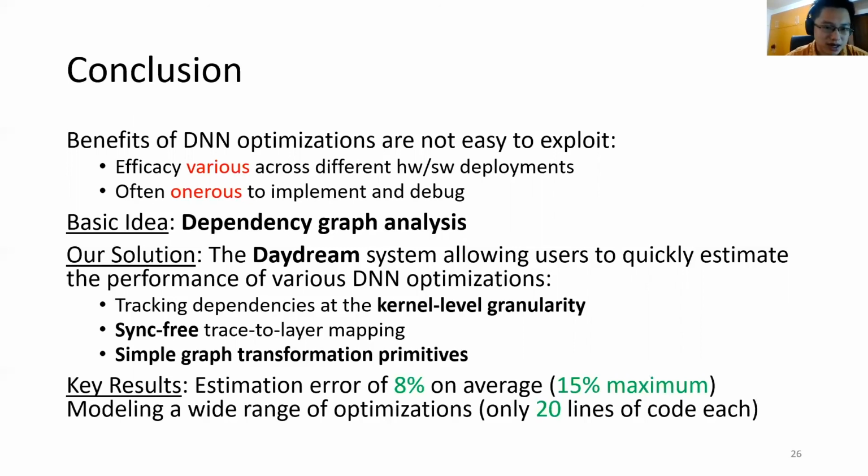First, tracking dependency at the kernel level. Second, synchronization-free trace-to-layer mapping. And it also proposes a set of simple graph transformation primitives. In our evaluation, we show that Daydream can achieve a low estimation error of 8% on average, and we are able to model a wide range of optimizations with only 20 lines of code each.